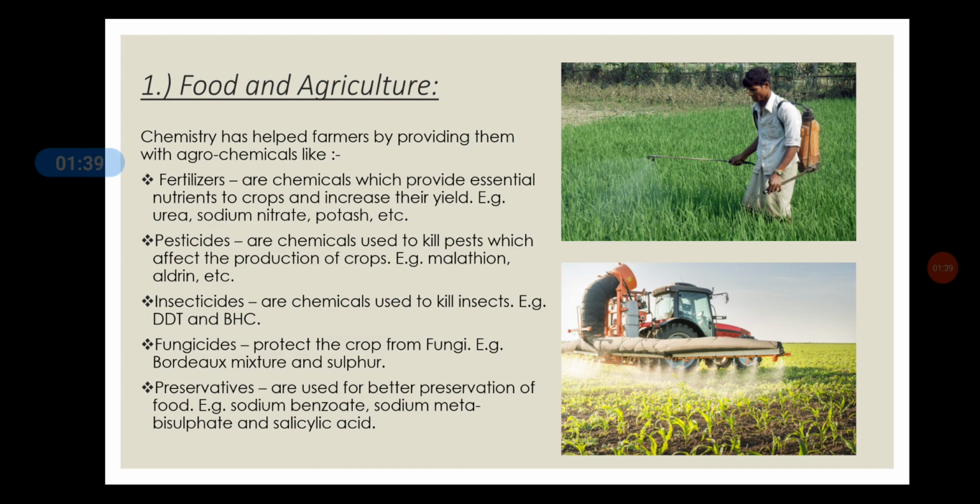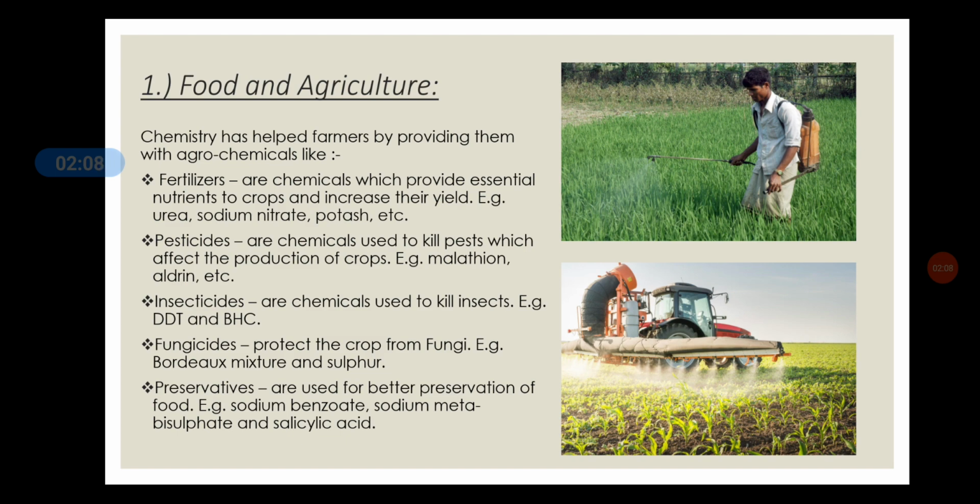Second, pesticides. These are chemicals which are used to kill pests which affect the production of the crops. These pesticides are used so that the pests do not destroy the crops. The crops are healthy and can be taken out at the time of need. Examples of pesticides are malathion, aldrin, etc.